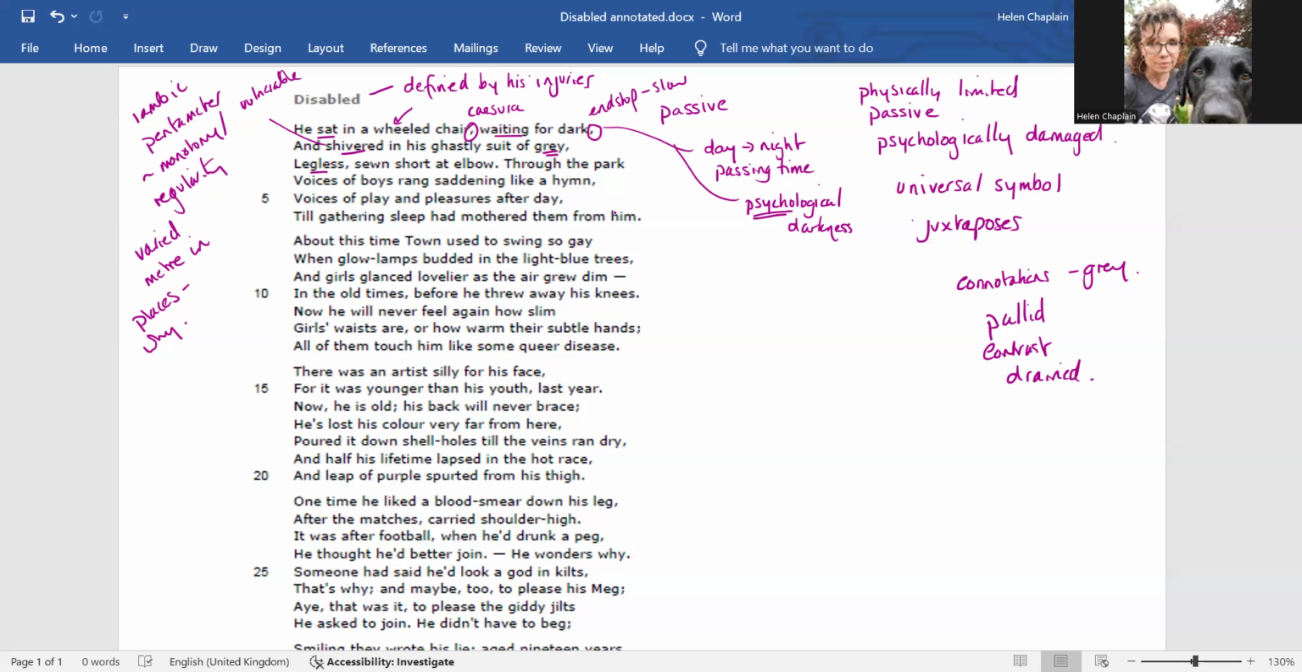"Through the park, voices of boys ran saddening like a hymn, voices of play and pleasures after day, till gathering sleep had mothered them from him."